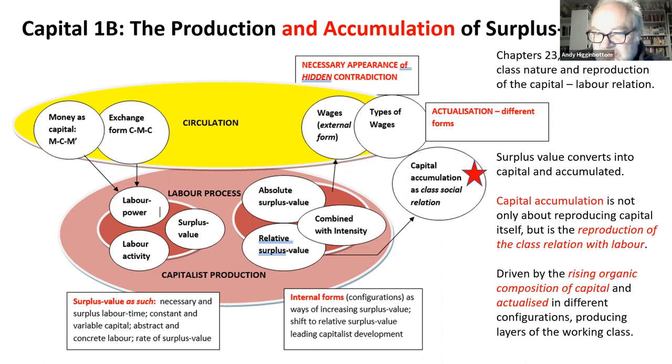He makes an awful lot of points, but these are ones that I would emphasize. He starts off by explaining how surplus value is converted back into capital and thus is the source of capital accumulation. He makes a very big point, which is not only about the economics, it's about social class relations, that the accumulation of capital is also at the same time the reproduction of its class relation with labor. And a third major point that Marx makes is that the driving force of this, as he understands it, is the rising organic composition of capital. And he explains how that becomes actual in different configurations, and how it reproduces different layers of the working class.